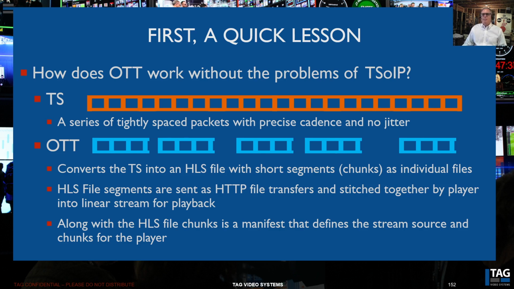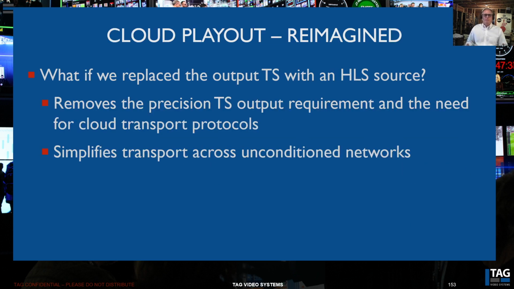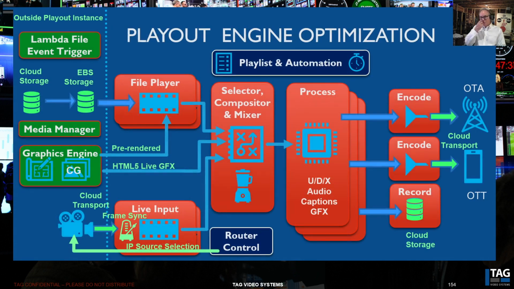It's pretty straightforward. So if we imagine cloud playout and we move away from transport stream to HLS at the source, how does that change this? Well, first we get rid of all those timing requirements and precision. Now I don't have to worry about the server running precisely and constantly, with lots of overhead, or about noisy neighbors and such. And it certainly simplifies transport across unconditioned networks. I might not even need to worry about reconditioning the feeds with cloud transfer protocols.